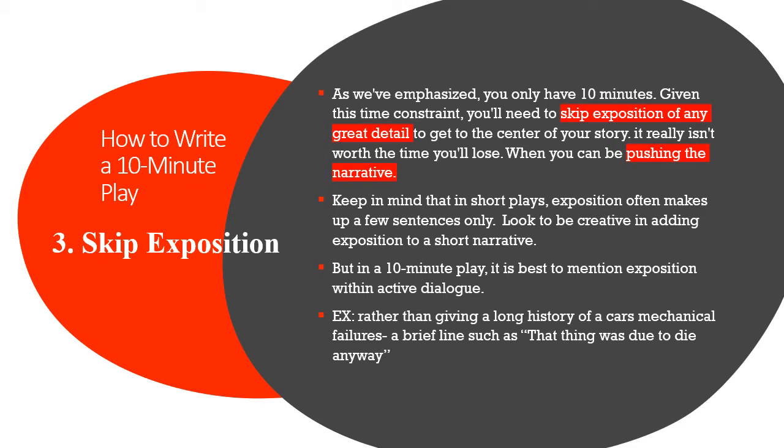In a 10-minute play, it is best to mention exposition within active dialogue. Example, rather than giving a long history of a car's mechanical failures, a brief line such as, "That thing was due to die anyway," will get you there efficiently and tell the story that you want to tell about a car's history.